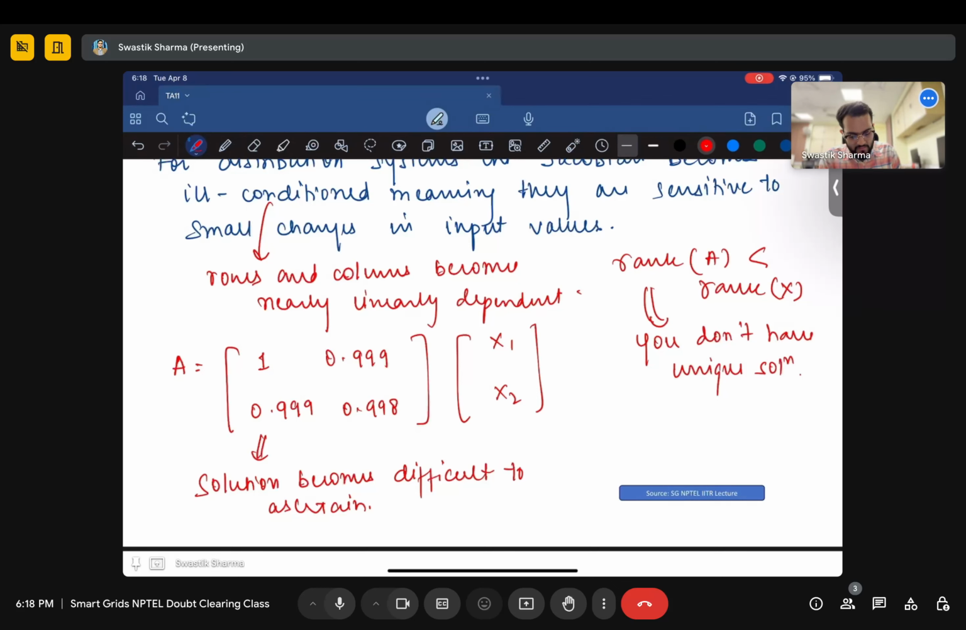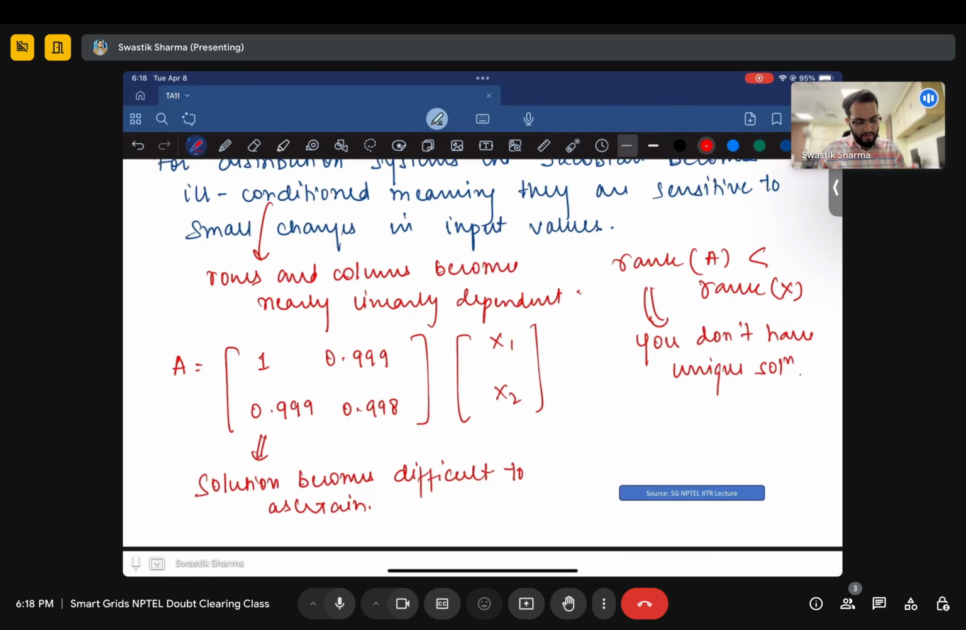So if you check, these are very close to each other, so the rank will be only 1, right? Since the other matrix that you have of x1 and x2, the rank is 2, right? So 1 is less than 2, you don't have a unique solution, so your solution won't be there. And how do you check this?